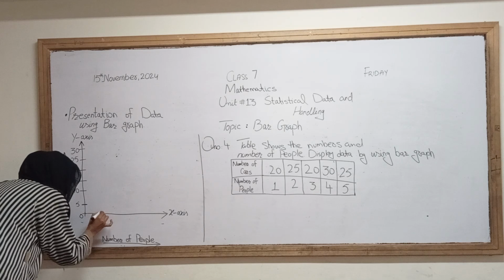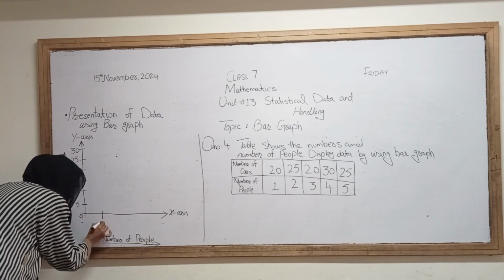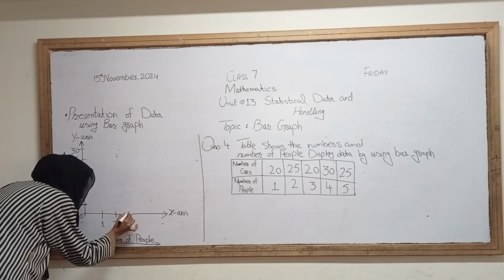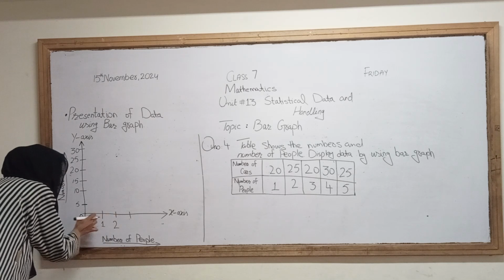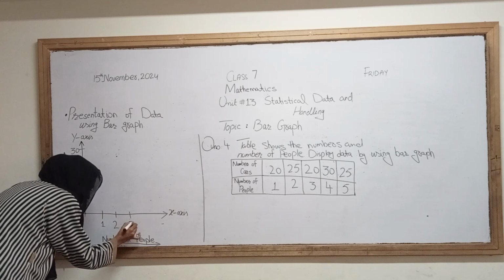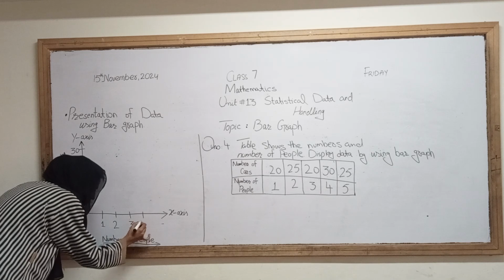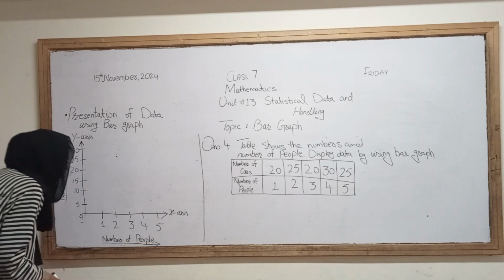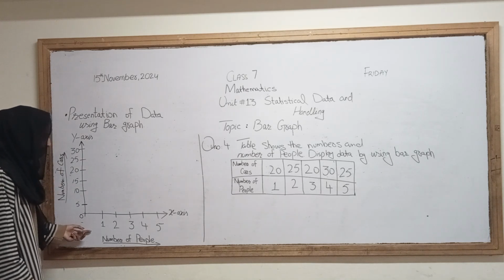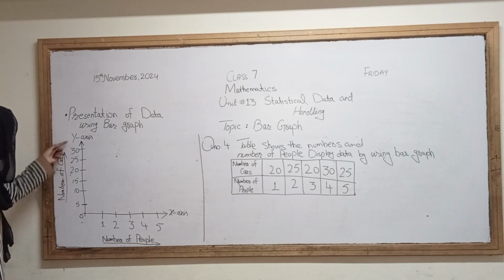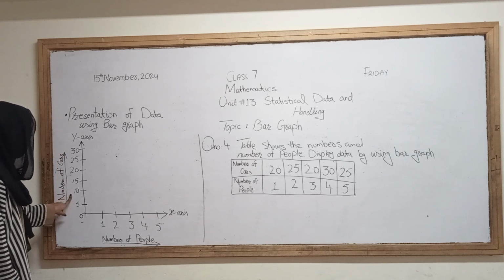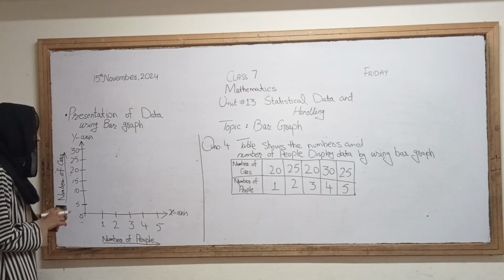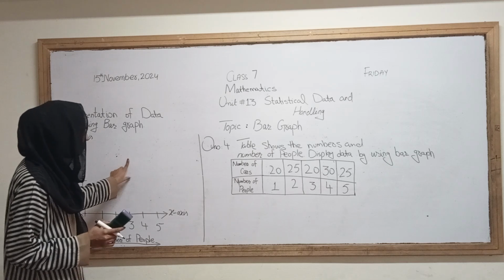For the number of people, 1, 2, the divisions should be of the same size, 3, 4 and 5. Along the x-axis we have taken the number of people, along the y-axis we have taken the number of cars. For the number of cars we have selected the scale with a margin of 5. So now we have to draw the bar graph using this data.